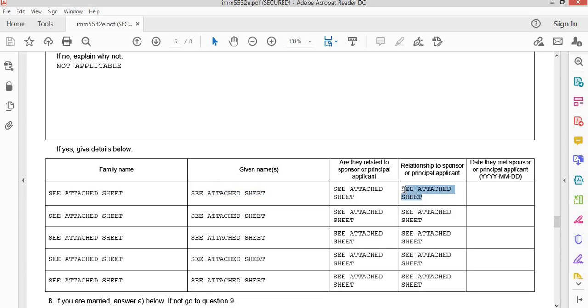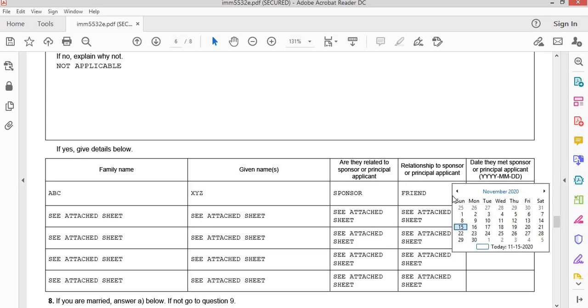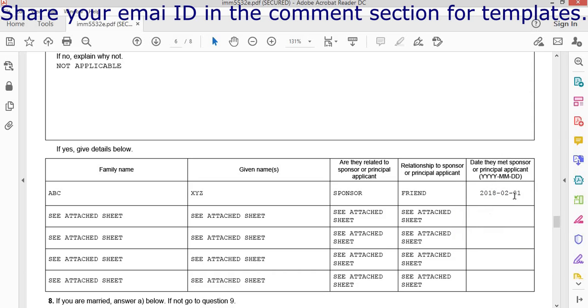Then what is the relationship of this person to the sponsor or the primary applicant, and the date they met the sponsor or the primary applicant. Let me give you an example over here. ABC person with XYZ as the given name. They are related to a sponsor and they are a friend to the sponsor, and also the date they met the sponsor, because we are writing sponsor here, right? So they met sponsor in the year, I'd say February 1st, 2018.